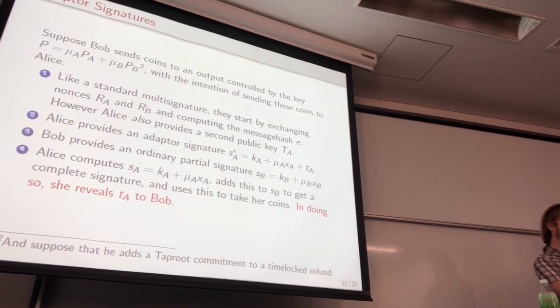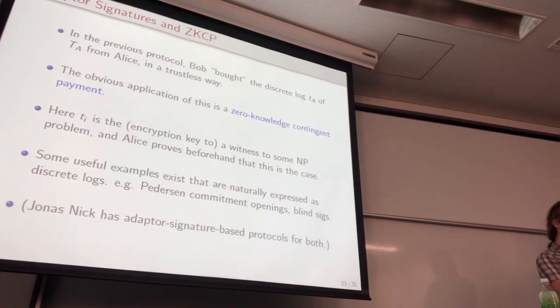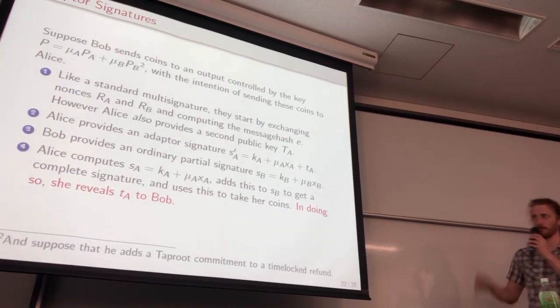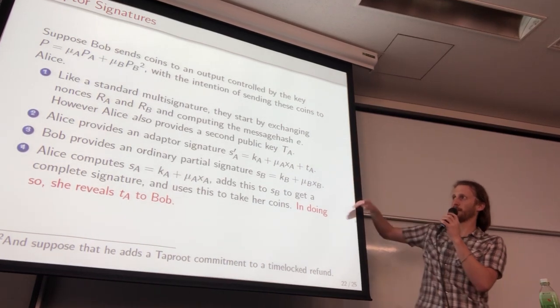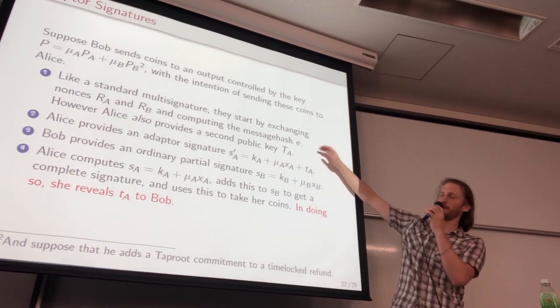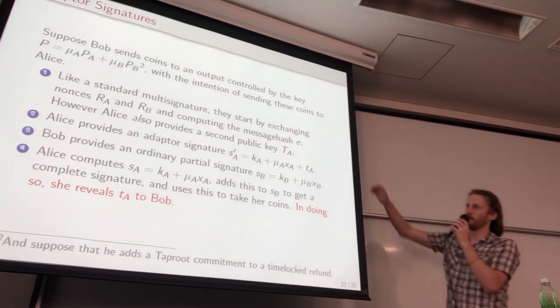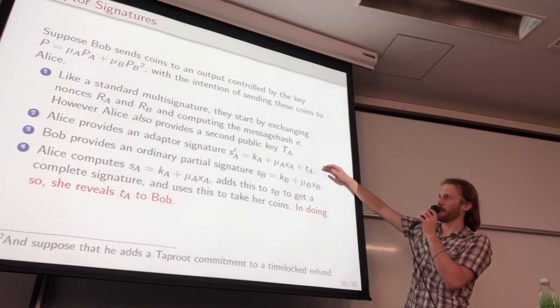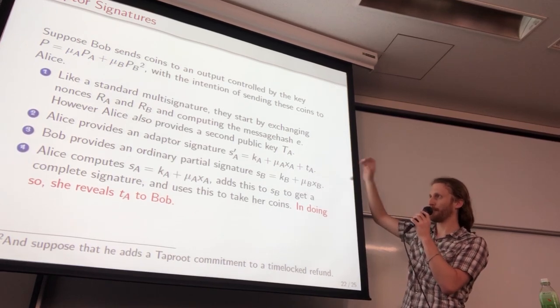Should I go through this? So this is just restating it much more specifically. I'll leave it up for a sec to take some pictures. But this is just a repeat of what I said before, laid out step by step. Once again, I forgot to exchange pre-commitments to my nonces, but you do. Here, I switched Alice and Bob between what I said and what I wrote.